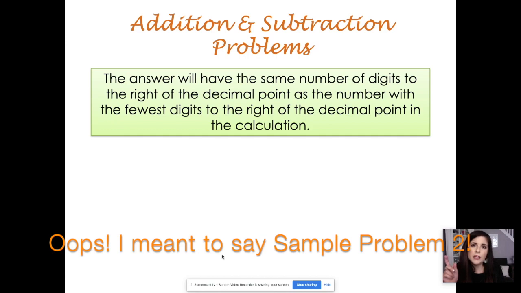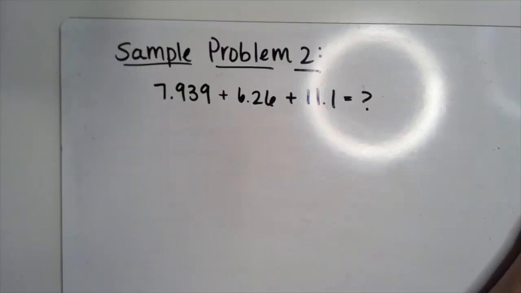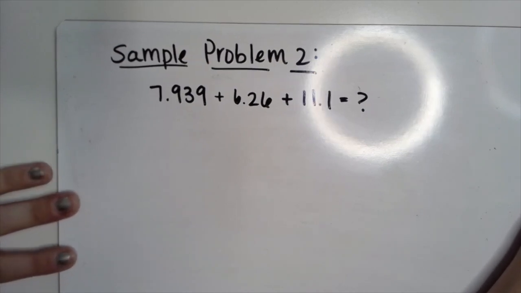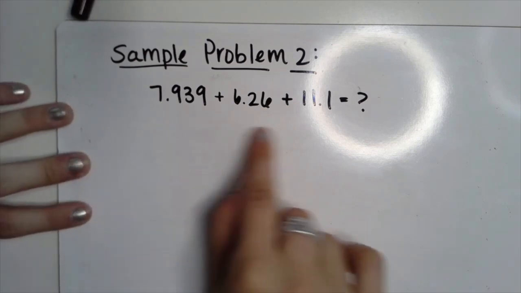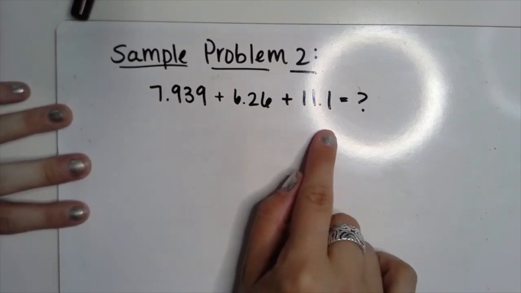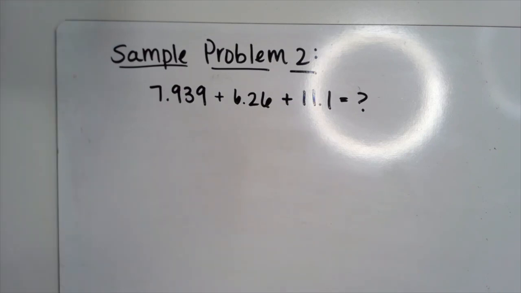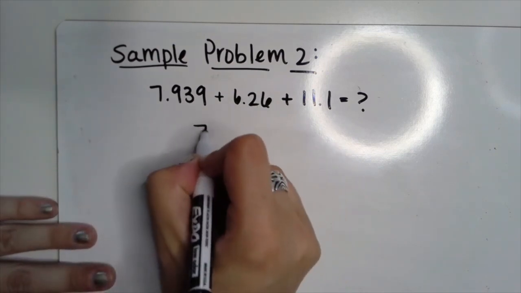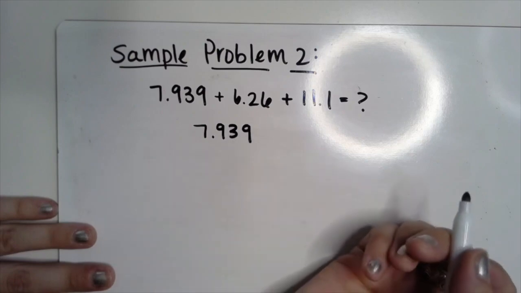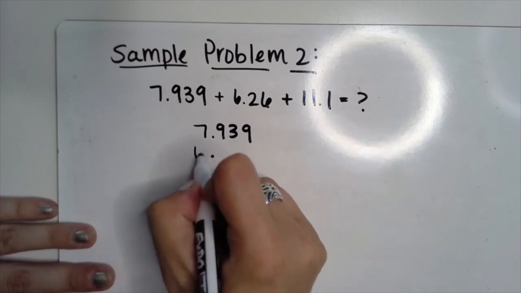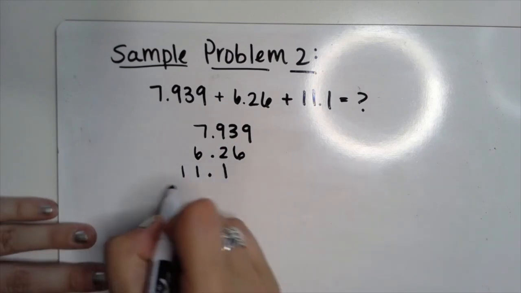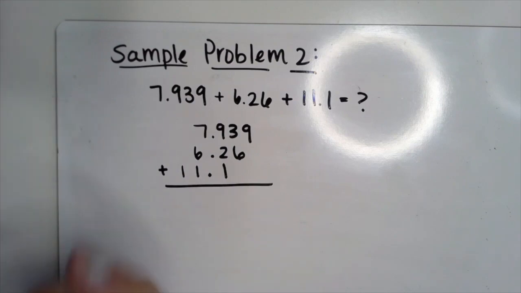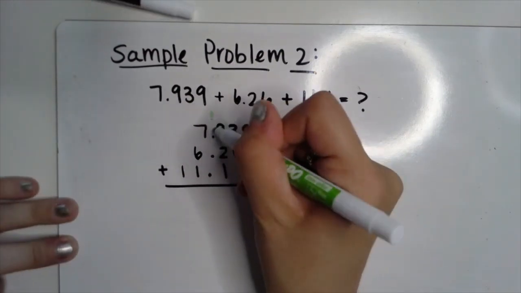Let's do sample problem 1 on the whiteboard. So in this case, we have an addition problem. So 7.939 plus 6.26 plus 11.1. A lot of times on paper, you're going to see them written like this, horizontal. What might make it a little bit easier is if you line up all your decimal points. So I'm just going to take this and rewrite it. You don't have to do this, but sometimes it helps. So there's that decimal point, there's that decimal point, and there's that decimal point. So notice all I did was I just lined those up, just because it makes it easier to see.